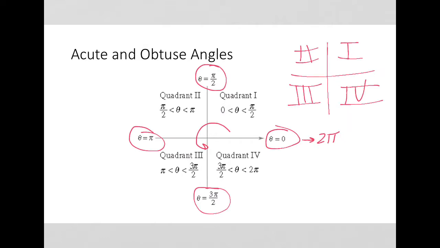Real quick, acute angles and obtuse angles. An acute angle is an angle that is between 0 and 90 degrees, or equivalently 0 and pi over 2 radians. So something in this first quadrant right there. That would be an acute angle versus an obtuse angle, which is going to be between 90 and 180 degrees, or between pi over 2 and pi radians. So an acute angle like this in standard position will lie in quadrant 1, and an obtuse angle will lie in quadrant 2 with its terminal side.